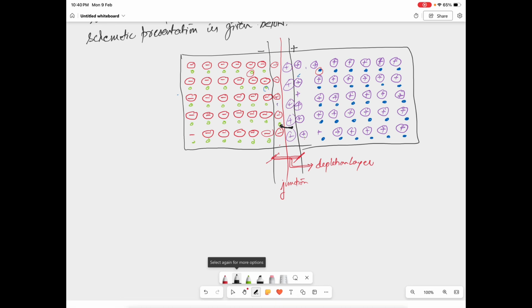So this gives rise to a potential which we call VB. Why are we giving it the name VB? Because this is called the barrier potential.